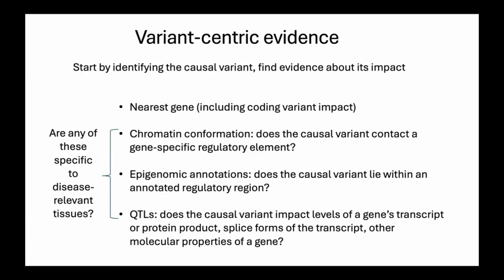So one major type of evidence is variant-centric. In this approach, you start by identifying the causal variant, and then you look for evidence about how it impacts the genes around it. And so the nearest gene would be one type of this evidence. But some other types are chromatin conformation. So does the causal variant contact the promoter of a gene? Does the causal variant lie within a region that's annotated, say, as a promoter or enhancer for a gene? Also QTLs, of course: does the causal variant impact molecular properties of the gene, such as levels of its transcript or its protein product or its distribution of splice forms?